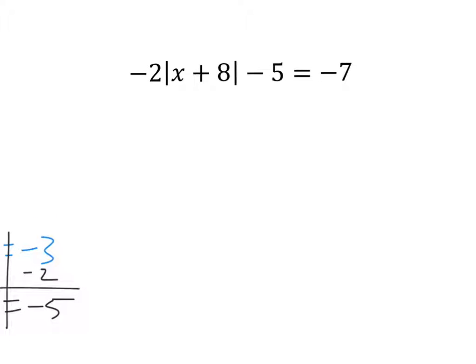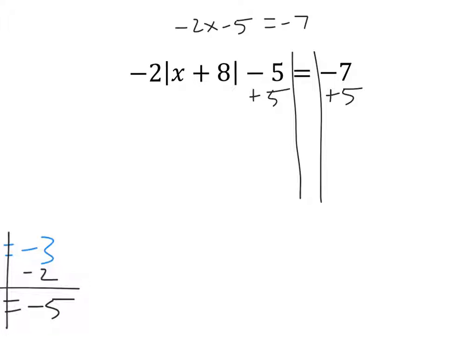Okay, and this one we want to do kind of the same thing. So we have negative 2 times the absolute value of x plus 8 minus 5 equals negative 7. Okay, so if this was just negative 2x minus 5 equals negative 7, the first thing we would want to do is add 5 on both sides. So that's what we're going to do here. Okay, because then those 5s cancel out.